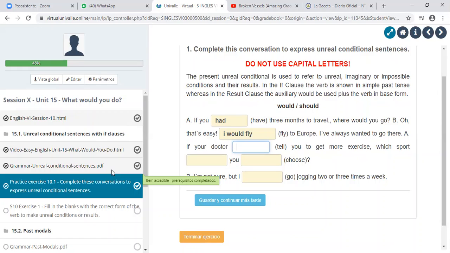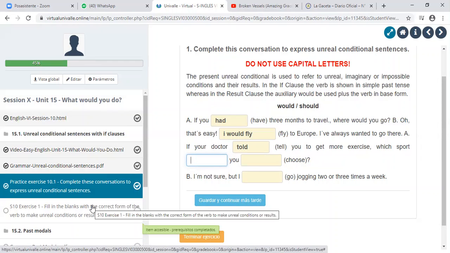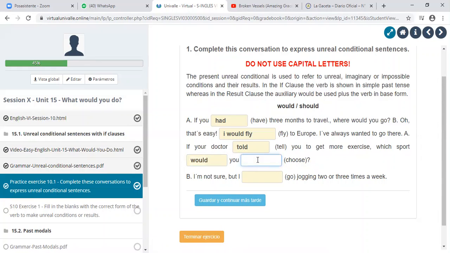Excuse me. Another volunteer. If your doctor told you to get more exercise, which sport would you choose?